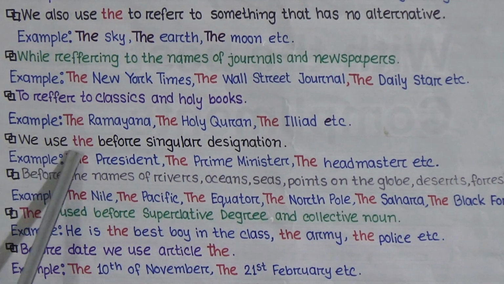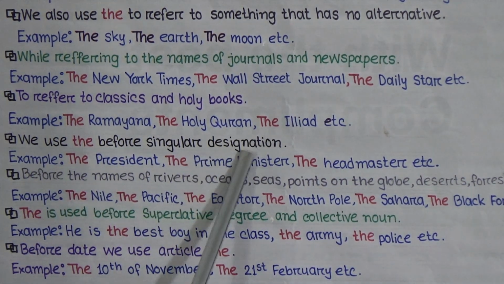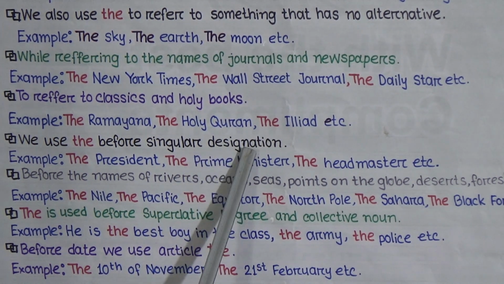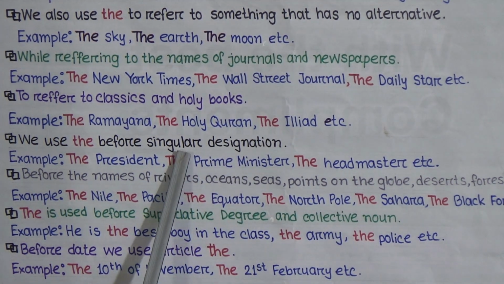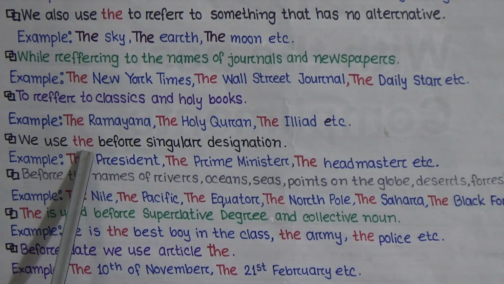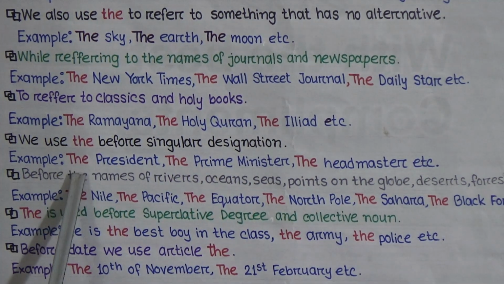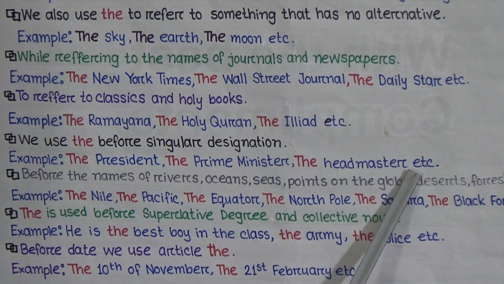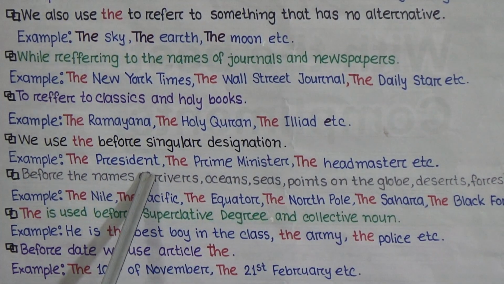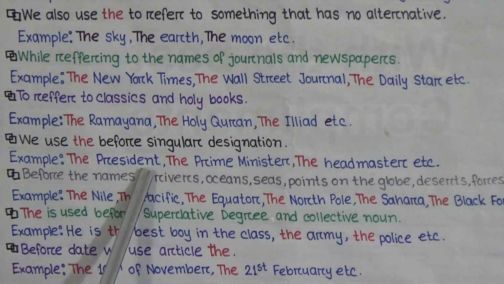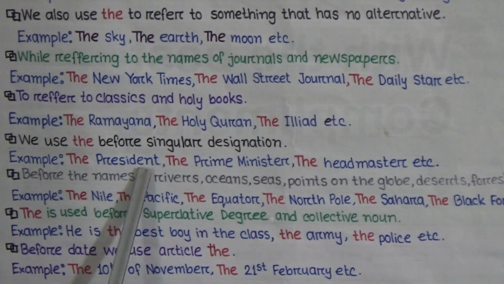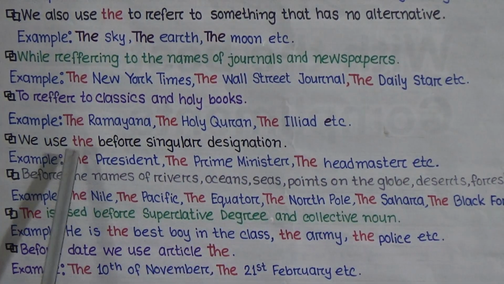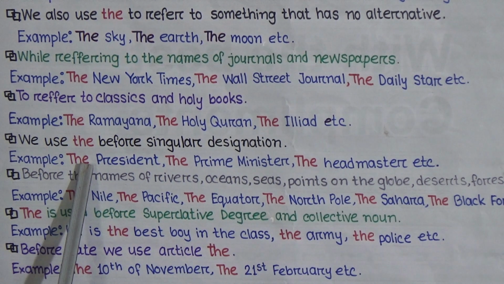Next rule, we use the before singular designation. So if we want to mention any designation and it is in singular, we can use article the. For example, we can say the president, the prime minister, the headmaster, etc. We use this to identify the person, or one person, or only a person with this designation, and that's why we have to use article the.